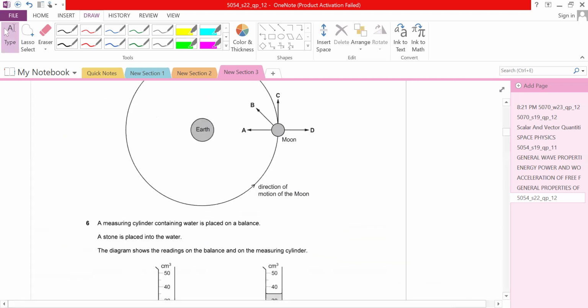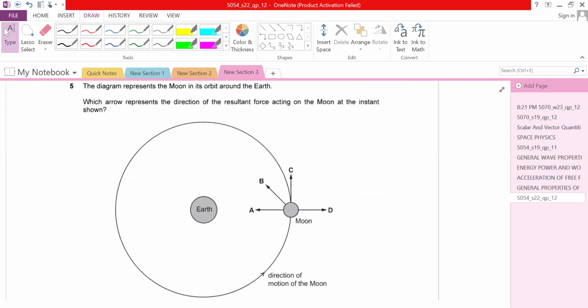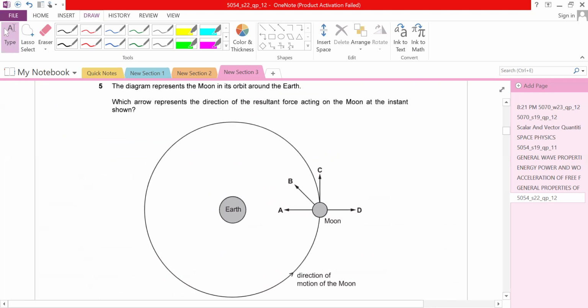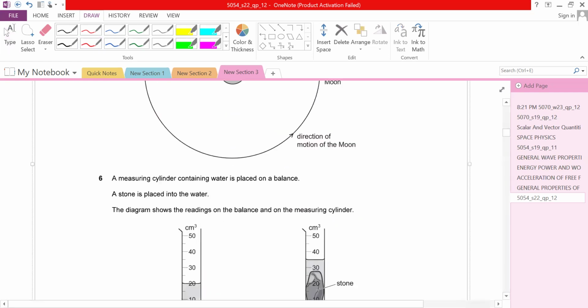Then question number 5. The diagram represents a moon in its orbit around the Earth. Which arrow represents the direction of the resultant force acting on the moon at the instant shown? The resultant force on the moon in circular motion acts towards the center, and the center is pointing towards A. So option A is correct.